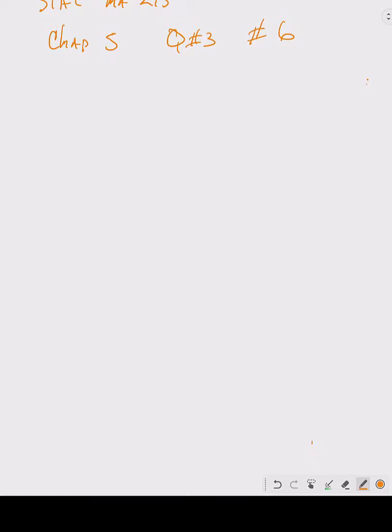Okay, so this is for Statistics MA 215, Chapter 5, quiz number 3, question number 6. We're talking about an ESP experiment. Subjects must predict whether the number randomly generated by a computer will be even or odd. So the computer puts out an integer and the subject has to guess whether it's even or odd.